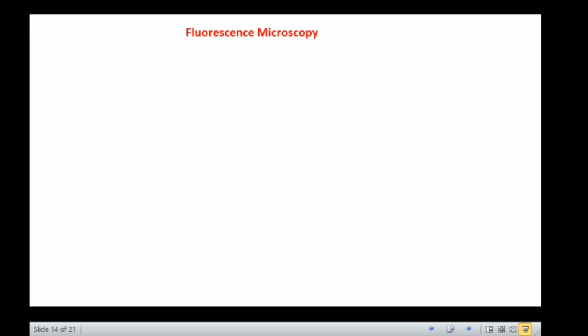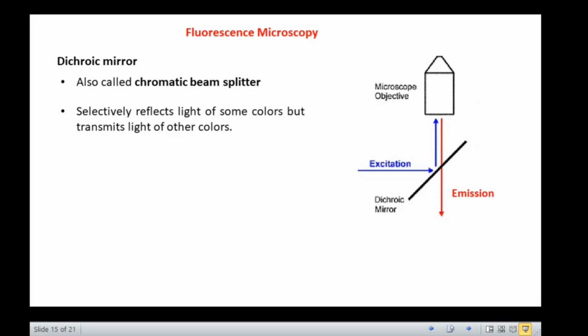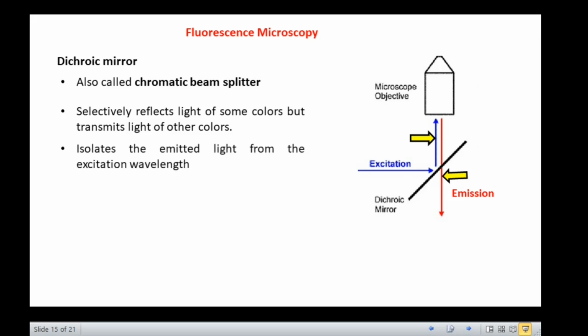Let us now talk about another filter or component of fluorescence microscope, the dichroic mirror. The dichroic mirror is also called chromatic beam splitter. It reflects light of some colors but transmits light of other colors. In this figure here, blue light is reflected whereas red light is transmitted. It isolates the emitted light from the excitation wavelength.